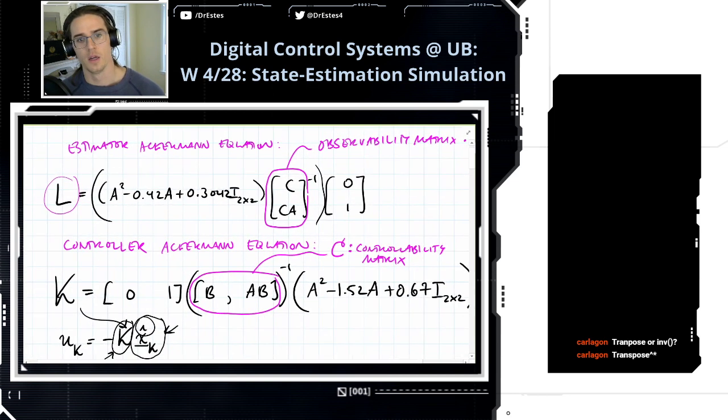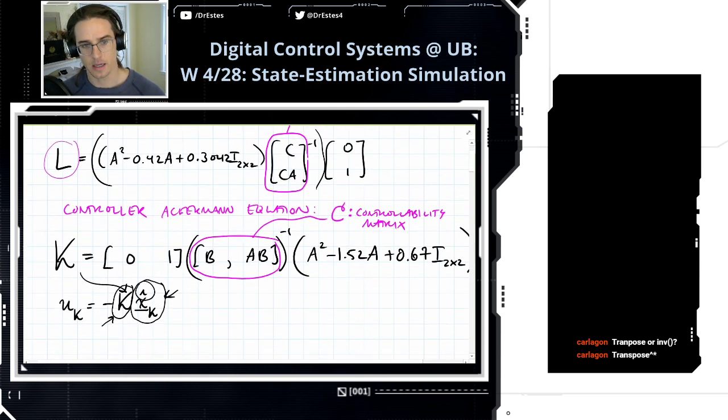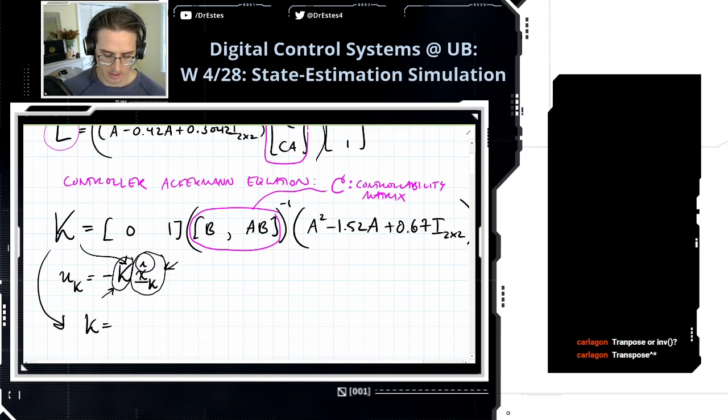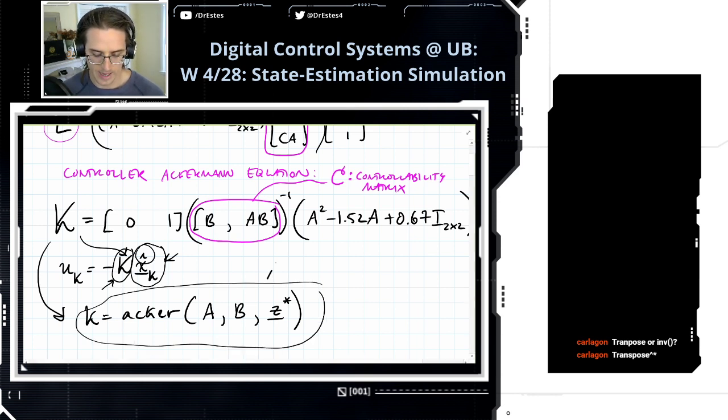Okay, so now let's talk about the Ackermann equation. We know in MATLAB, to solve for K, I can say K, and then I use the acker command, and I put A, B, and then I put my vector of desired closed loop poles. All right. And this formula in MATLAB executes this calculation up above. So this is much faster to use than to write out all those equations.